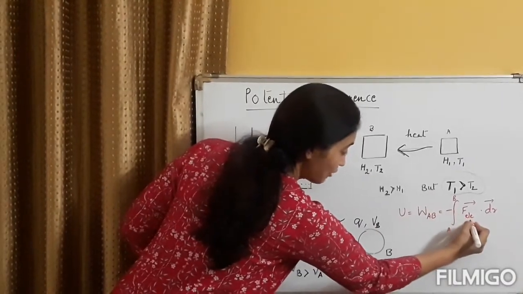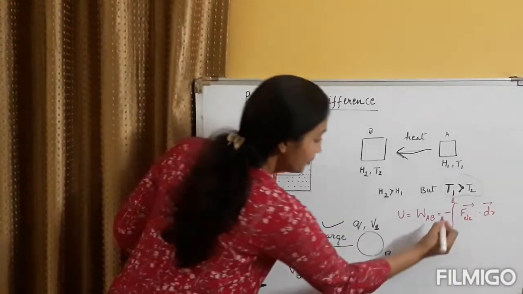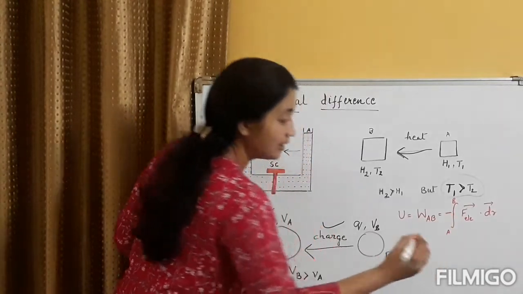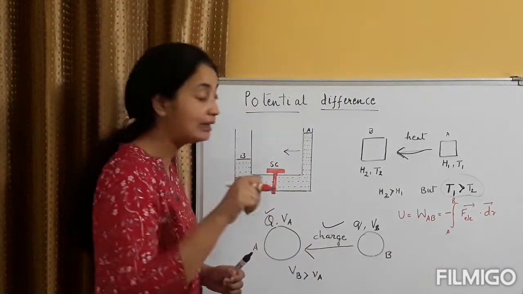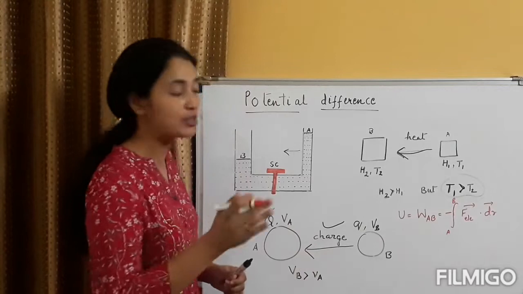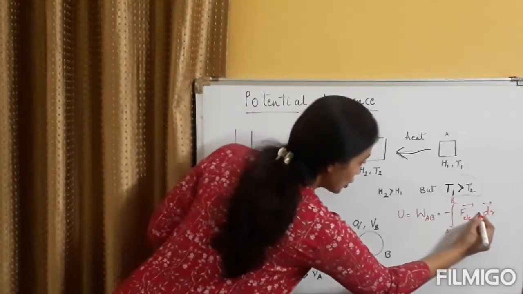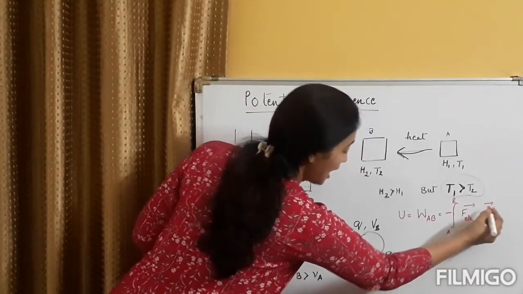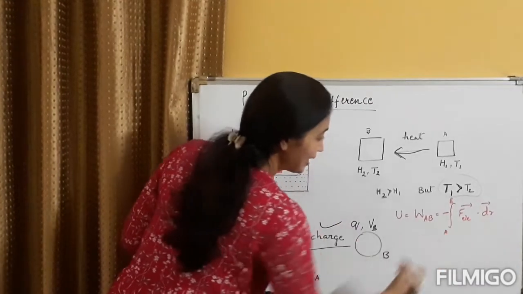But if you are using F electrostatic or F repulsion, then we will use a negative sign, because the direction of F electrostatic and the direction in which the charge is shifting are opposite in nature, or you can say the value of dr is decreasing. So you have minus of this.